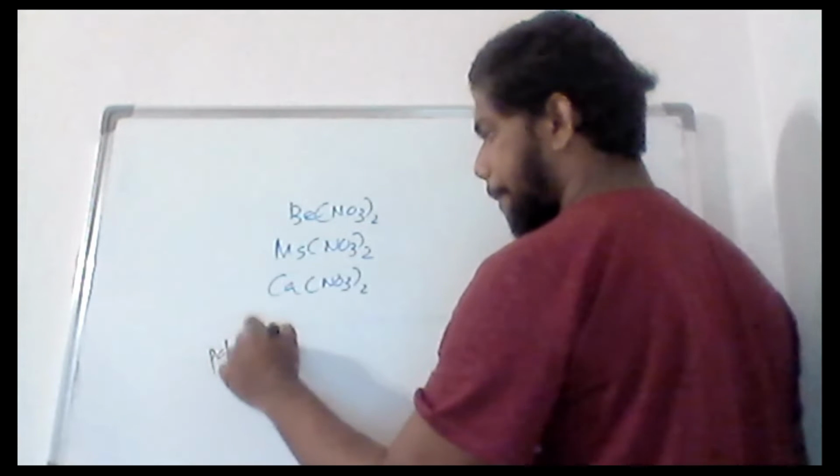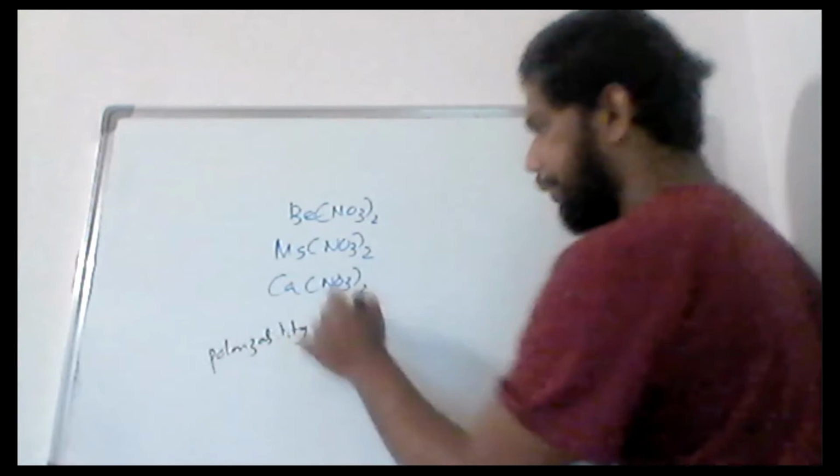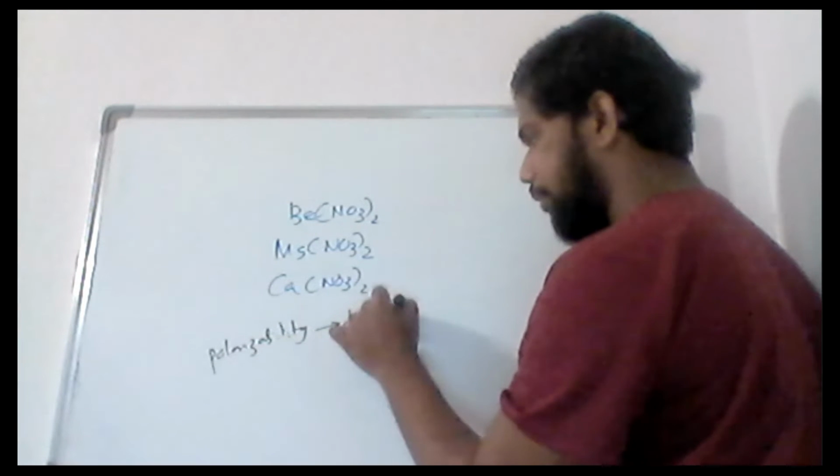polarizability, that is to distort the electron cloud.